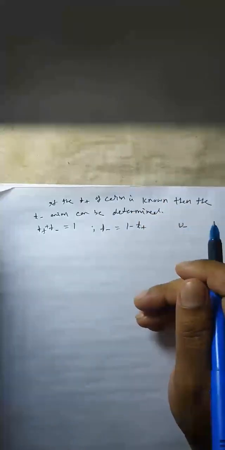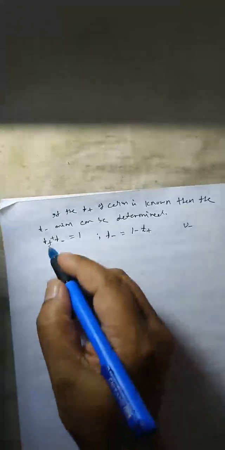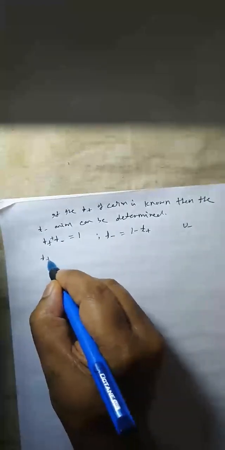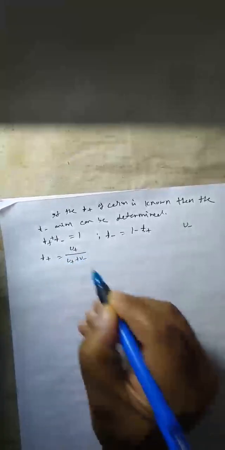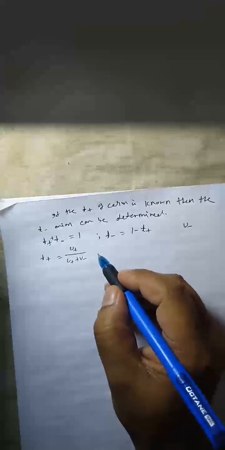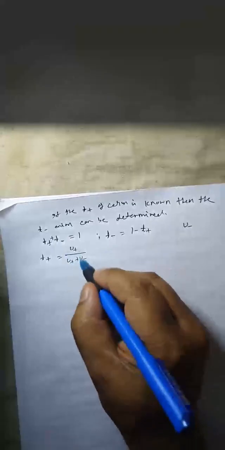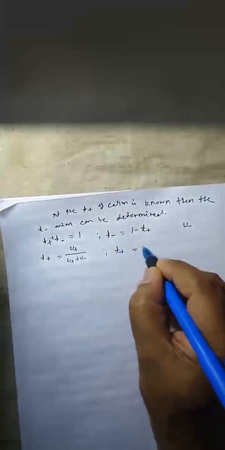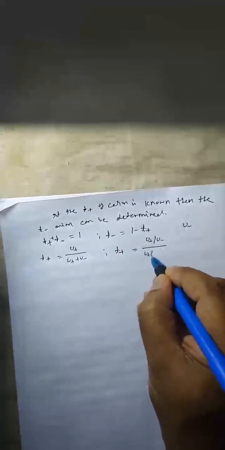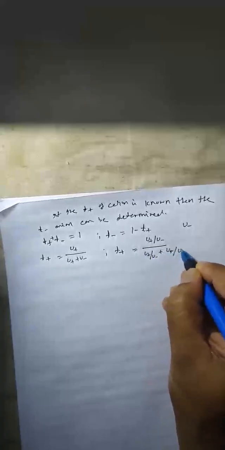But then we can relate the transport number to the speed ratio. How is the transport number related to the speed ratio? We know that the transport number is equal to U plus divided by U plus plus U minus. Now we want to find out the speed of the cation and the speed of the anion. That means you divide throughout numerator and denominator by U minus. So T plus is equal to U plus divided by U minus, divided by U plus divided by U minus plus U minus divided by U minus.